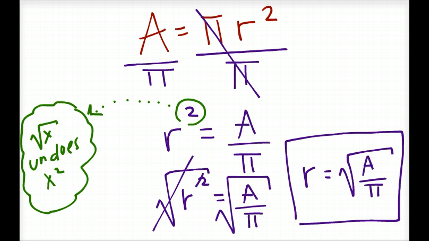That one was a bit tricky. So in order to solve the area of a circle for its radius, you first need to divide by pi and then take the square root of both sides.